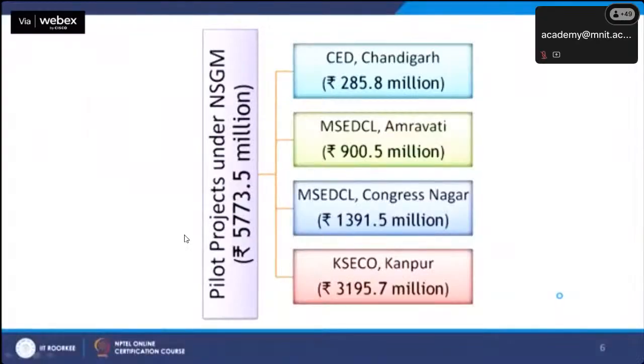And there are a few pilot projects under NSGM, the National Smart Grid Mission, which has also spent 5,773 million rupees at Chandigarh, Amravati, Congress Nagar, and Kanpur. The projects are in process. And currently, almost all the leading institutions in the country, all the IITs and most of the centrally funded institutions, work rigorously in the field of smart grid.